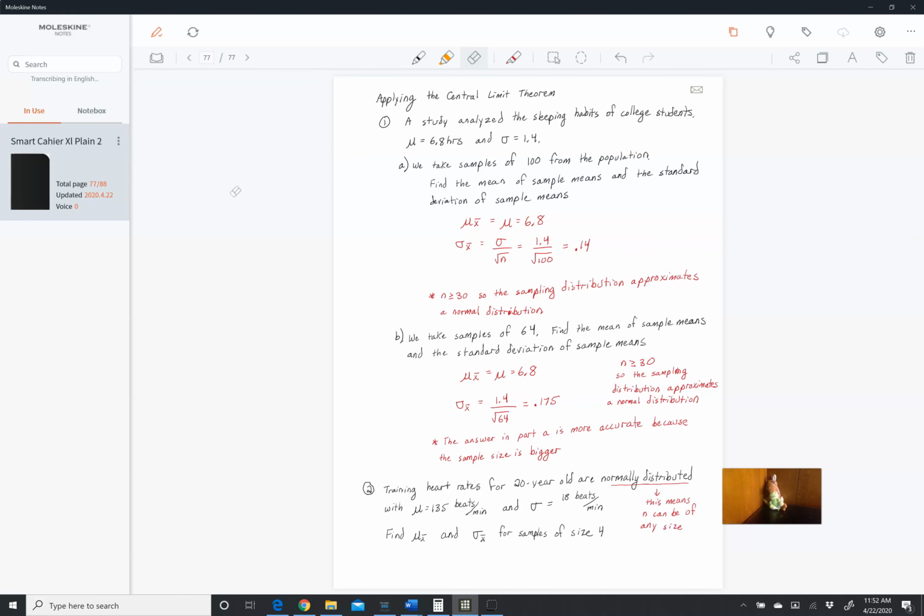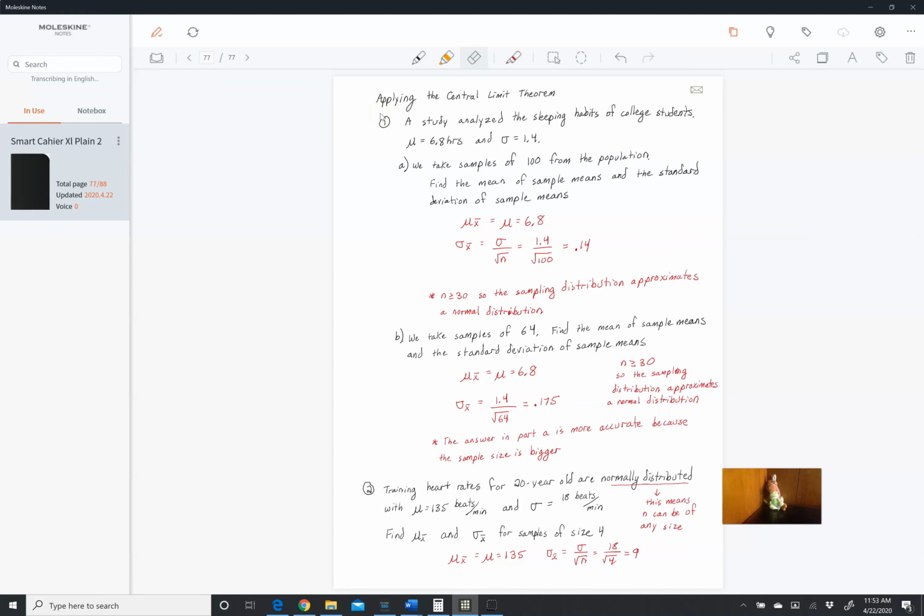Okay, and this is easy enough. We know mu of x bar is equal to mu, so this is 135. And sigma of x bar is equal to sigma over the square root of n, or 18 over the square root of 4, which is just 9. Okay, and that's all the work that we have to do. So notice it's very little work that we have to do in order to find the mean of sample means and the standard deviation of sample means if we're given this data.